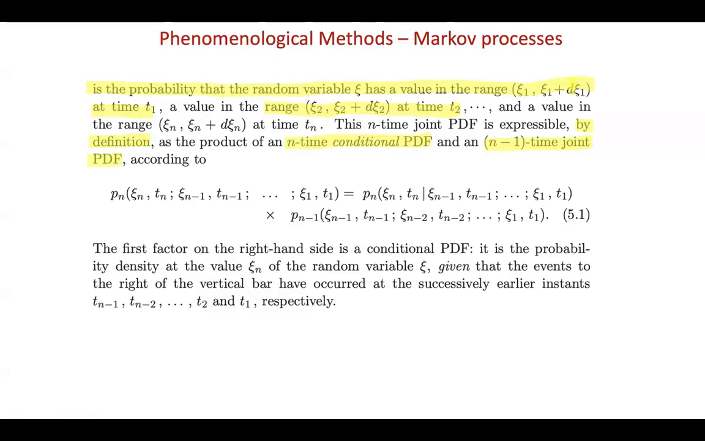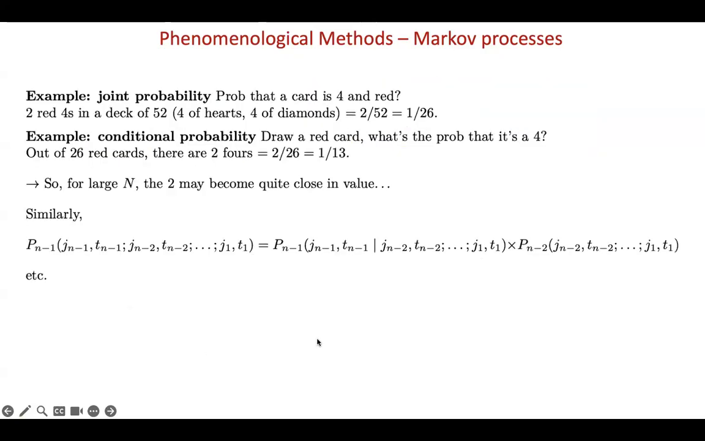I can give you a simple example. Maybe that will help you. So I think it's in the next slide. So let me just take you there. So what is a joint probability? A joint probability is something like this: probability that a card is 4 and red. So there are two reds. There are two red 4s in a deck of 52. 52 cards is a complete deck.